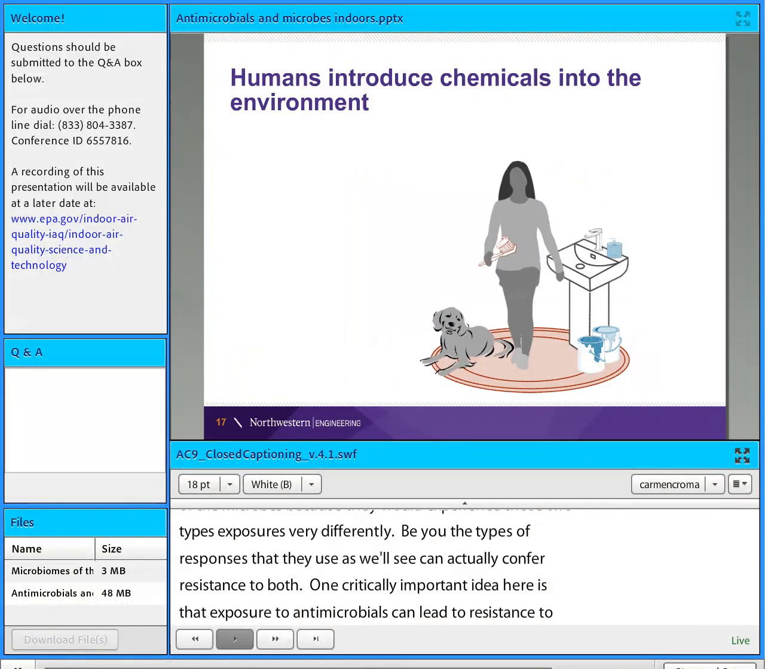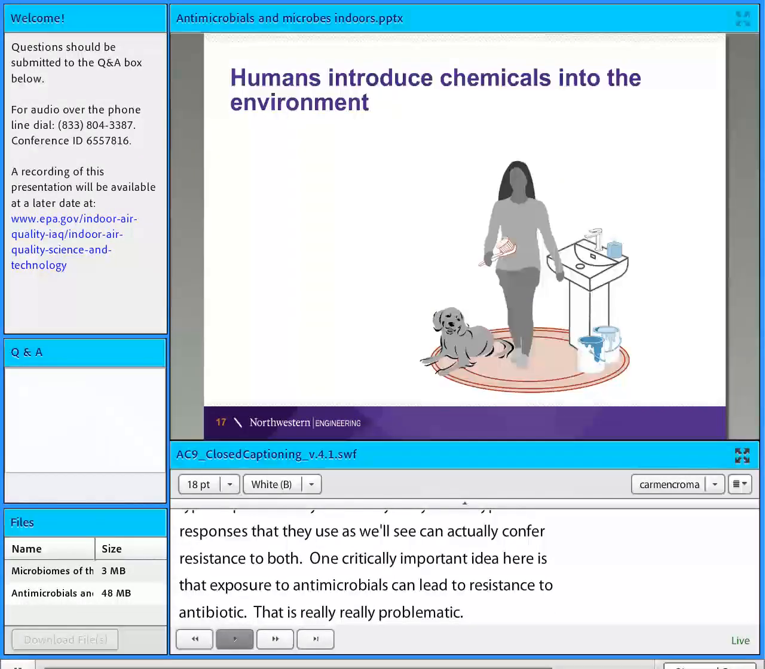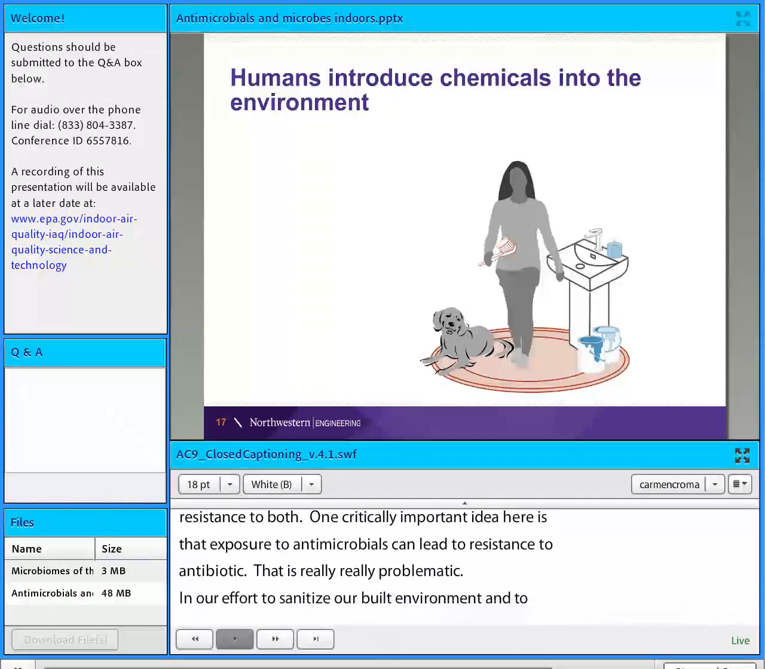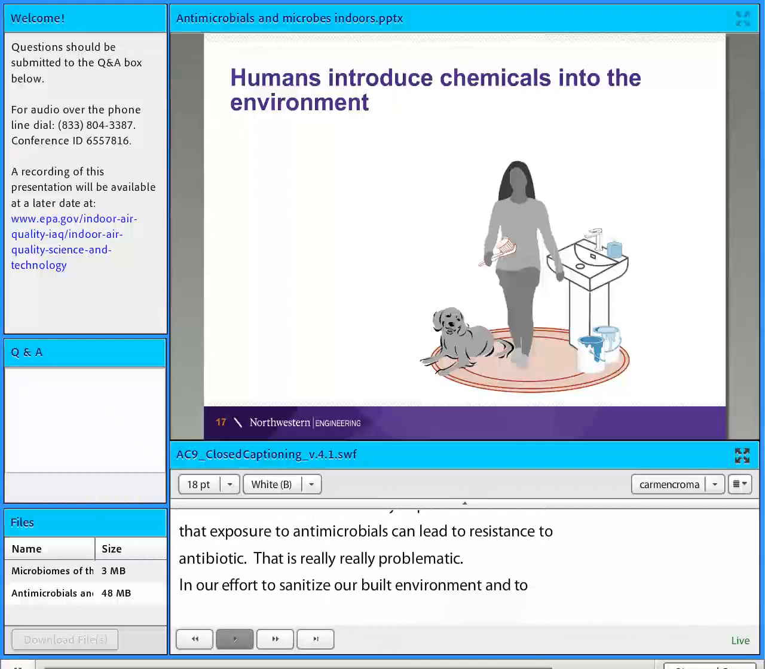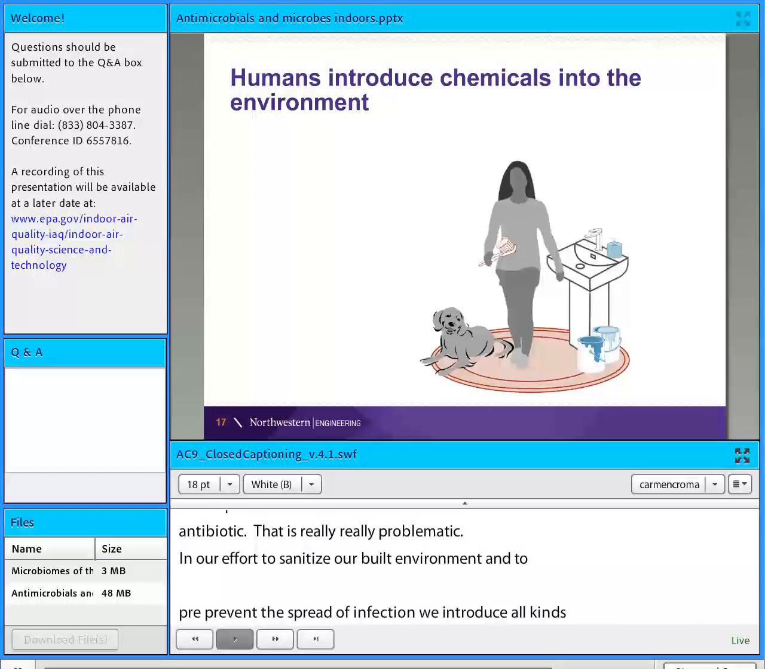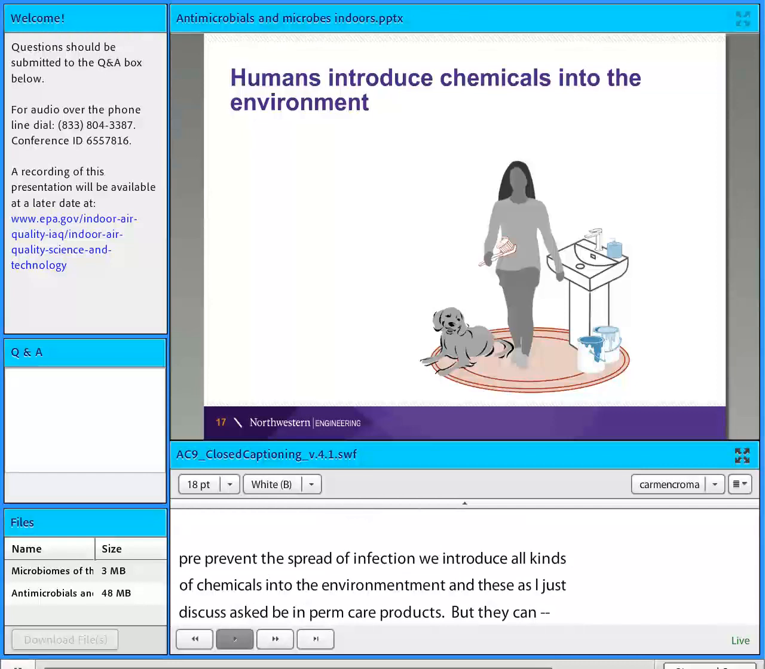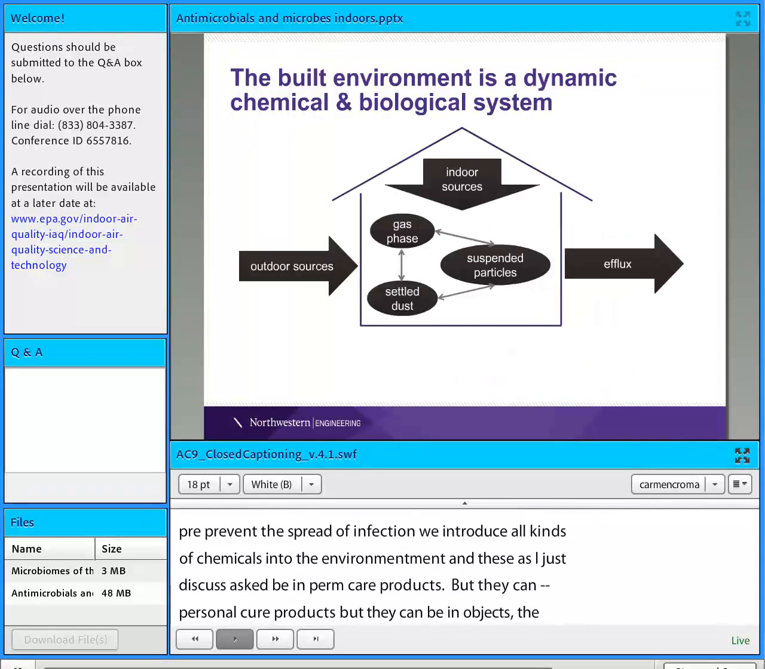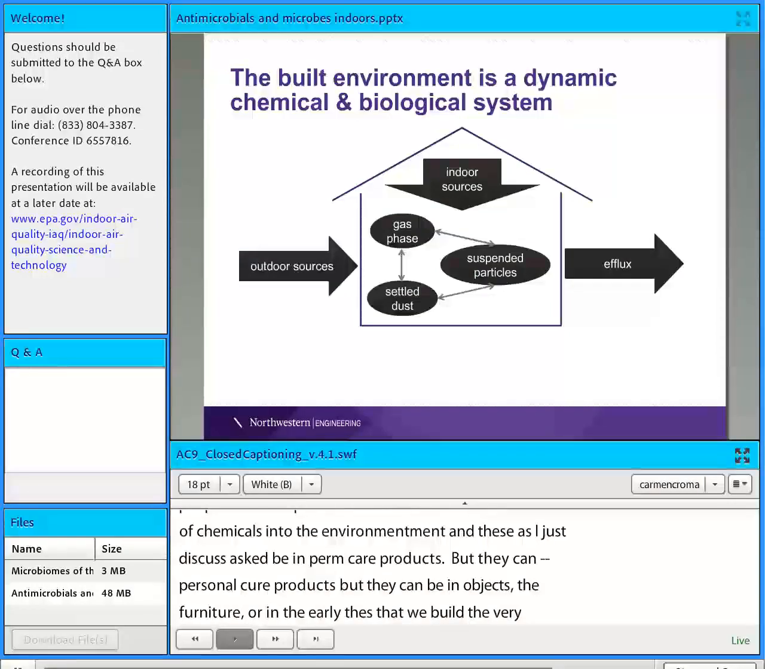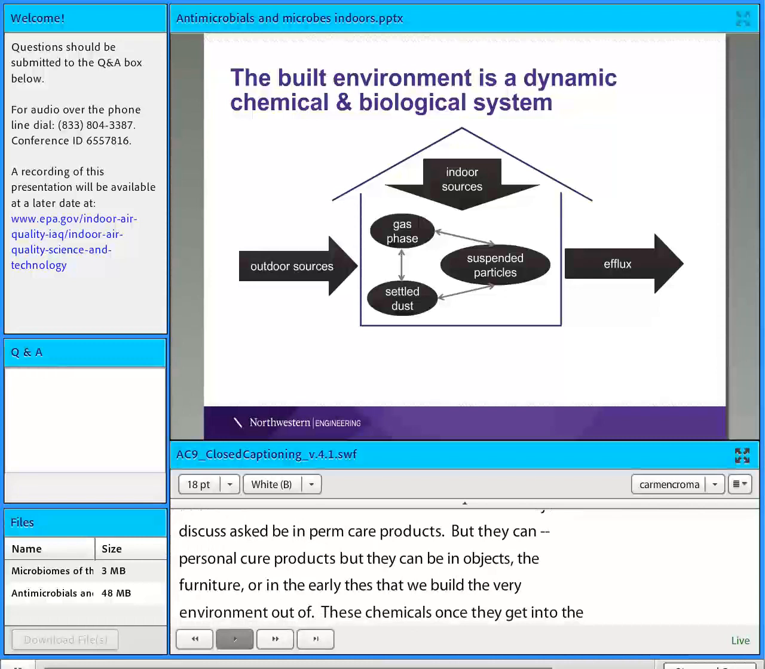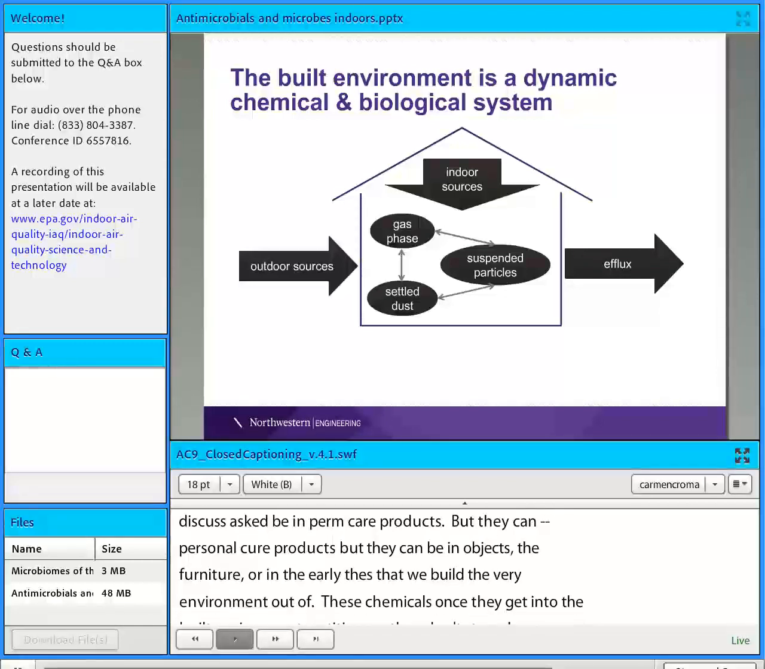So in our effort to sanitize our built environment and to prevent the spread of infection, we introduce all kinds of chemicals into the environment. And these, as I just discussed, can be in personal care products, but they can also be in objects that we use to furnish our built environment and also in the materials that we build the very environment out of. And these chemicals, once they get into the built environment, partition. So they don't always stay where we think they should stay.